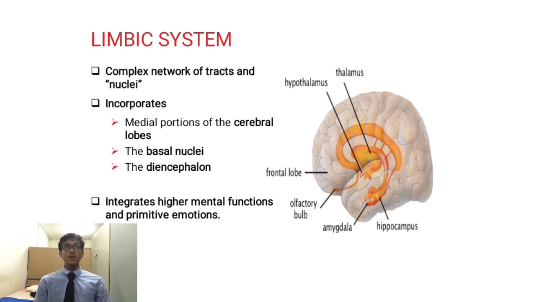Alright guys, just now I mentioned the habenula, which connects to the limbic system. But now I want to explain the limbic system only. The limbic system is a complex network of tracts and nuclei. It incorporates the medial portions of the cerebral lobes, the basal nuclei, and the diencephalon, the three structures we mentioned before. It integrates higher mental functions and primitive emotions. There are two important parts in the limbic system, which are the hippocampus and the amygdala. Alright, that's all for the limbic system.